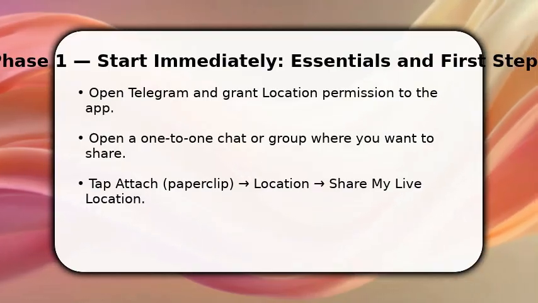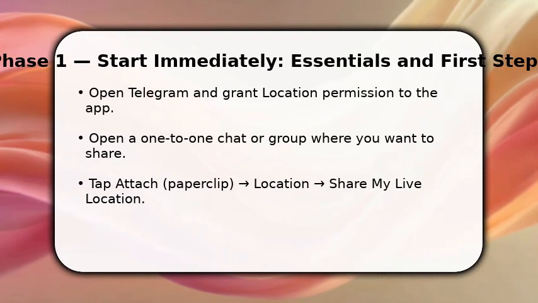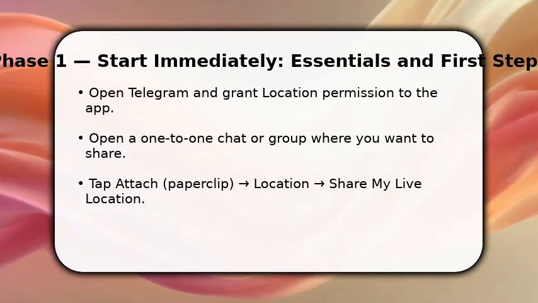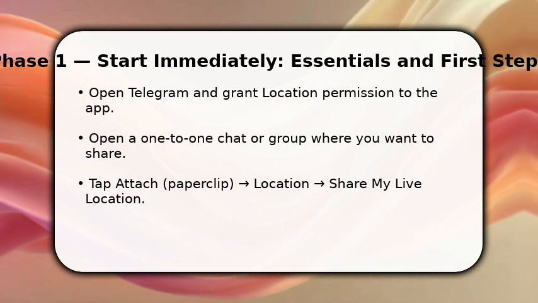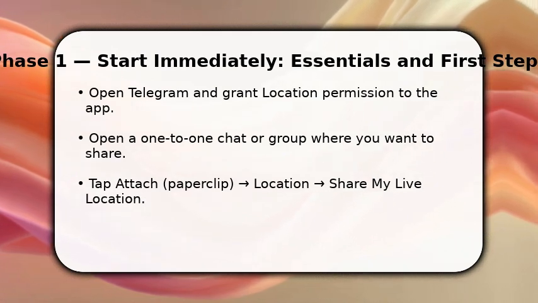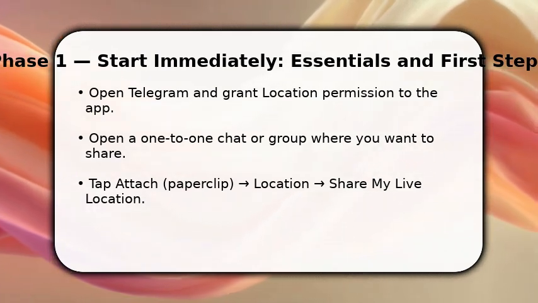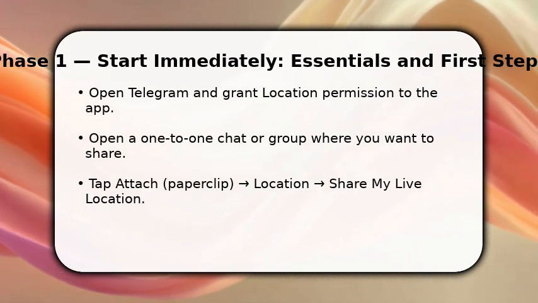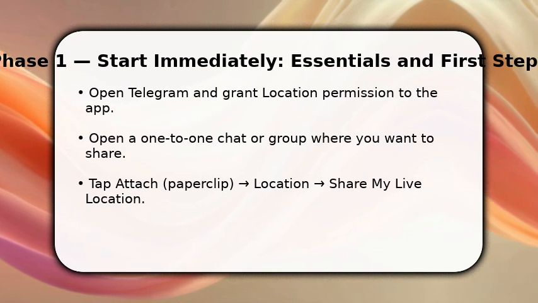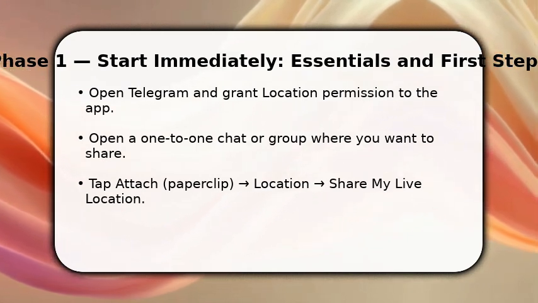You've already granted location access. Now start sharing. Open the chat where you want others to see you, tap the attach icon, then location. Choose Share My Live Location so your position updates in real time. You'll immediately see a map preview, select a visible point, or keep your current position.